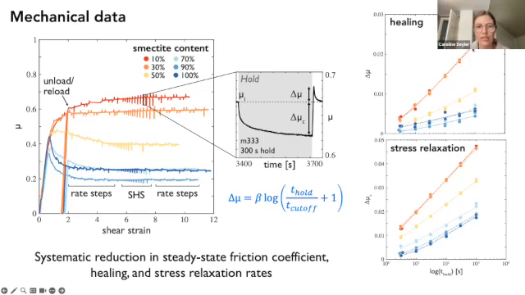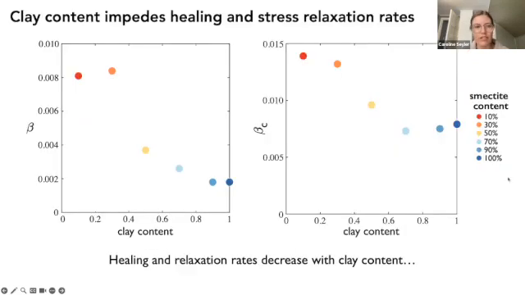And as well, we see the total amount of that healing, or the stress relaxation, reduces as we increase the clay content as well. So now translating those into these rates, so beta or beta C for healing and stress relaxation rates, we see a very clear reduction in both of these rates with clay content here.